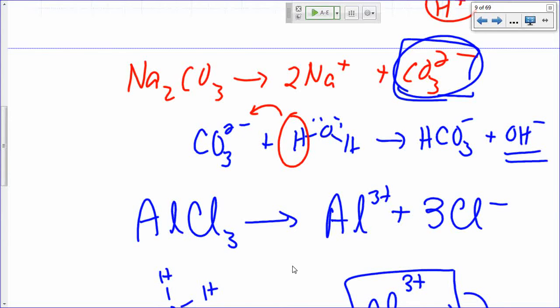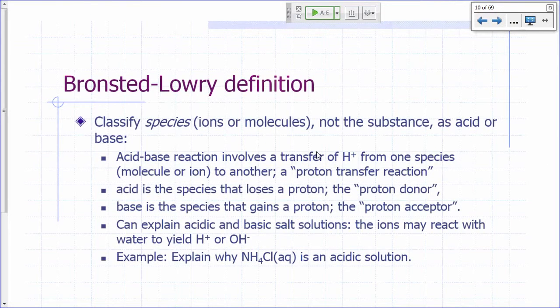Make a more generalized definition of an acid and base in terms of this transferring of protons, because that's what leads to acidic and basic solutions. So Bronsted and Lowry came up with a more general definition of acids and bases. What they did was they classified the species, the ions or the molecules, instead of just the substance. The substance is just a collection of ions or molecules. But in the Bronsted-Lowry definition, what we call the acid and the base are the molecules or the ions themselves.